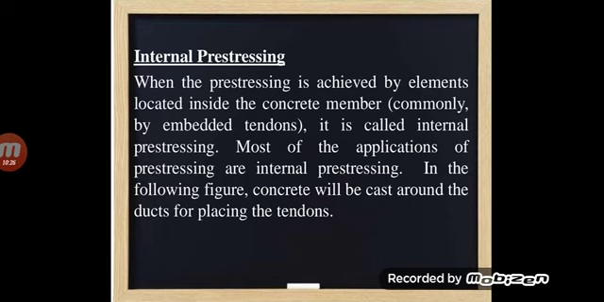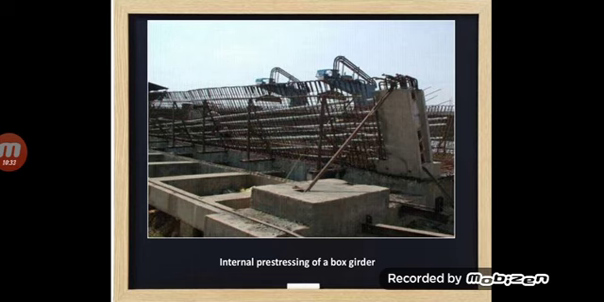In the following figure, concrete will be cast around the ducts for placing the tendon. So mostly we are using the internal pre-stressing. So see the figure. This is the internal pre-stressing of a box girder.